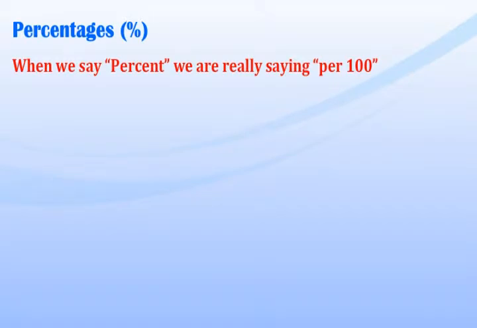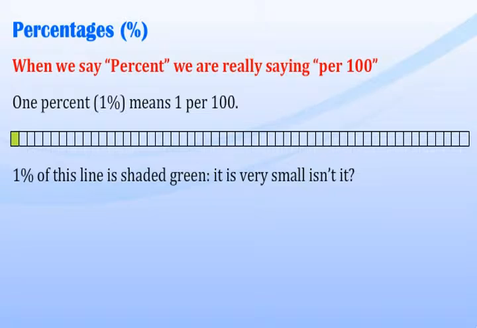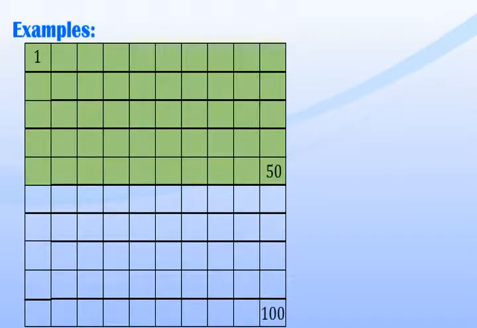Learning time. Percentages. When we say percent, we are really saying per 100. 1% means 1 per 100. 1% of this line is shaded green. It is very small, isn't it? Examples.